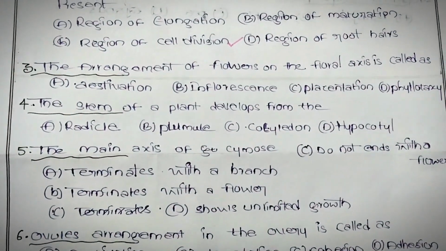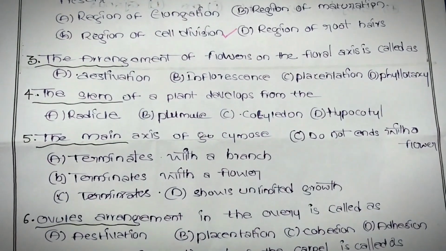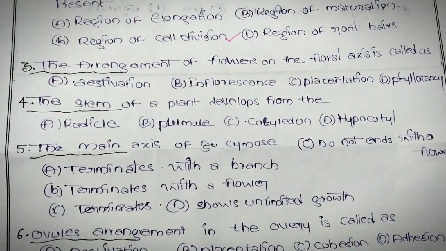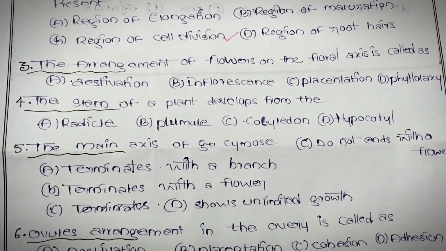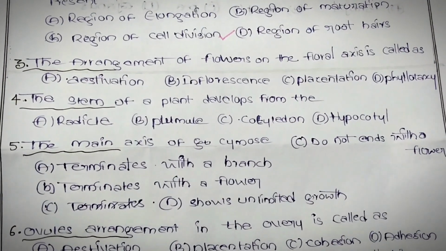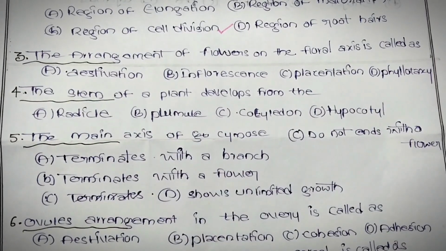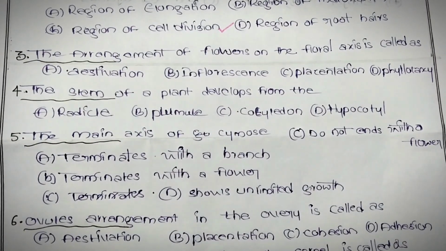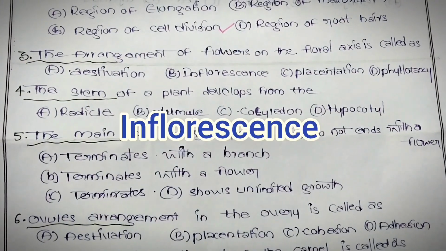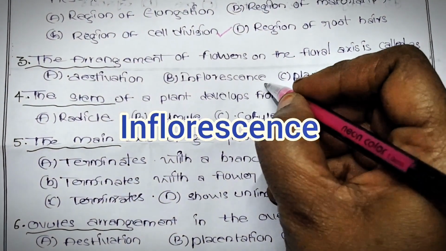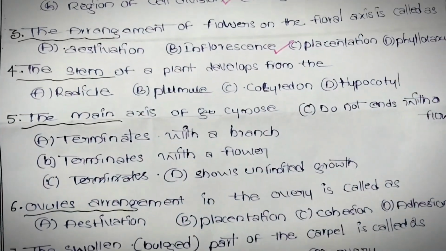The arrangement of flowers on the floral axis is called as, options are aestivation, inflorescence, placentation, phyllotaxy. So the arrangement of flowers on the floral axis is termed as inflorescence. So the correct answer is inflorescence. Let's see the fourth question.